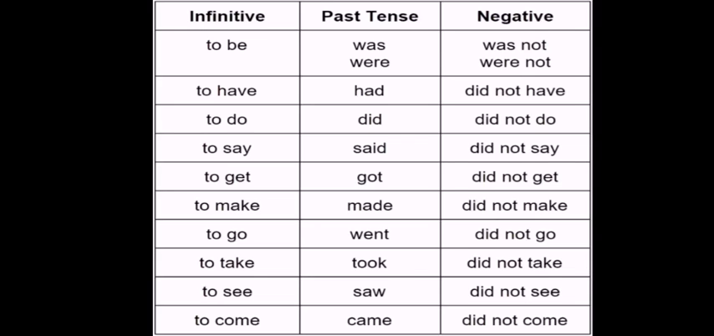For example, I say, yesterday I saw my friends, or last week I saw my friends. So the negative form, the sentence becomes, last week I did not see my friends. Okay, now the verb to come, and the simple past is came, and the negative form becomes did not come. Okay, so these are some examples.